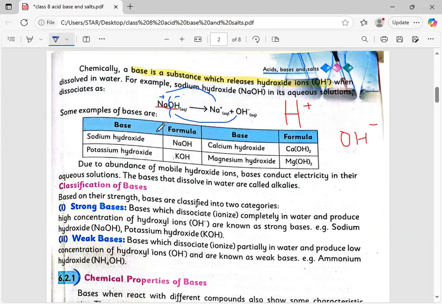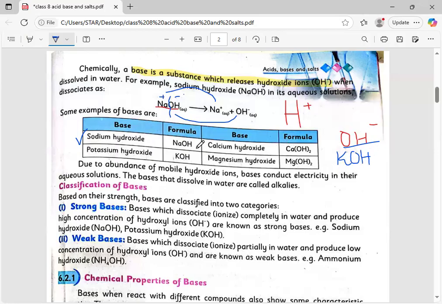We have several types of different bases. Some main examples are sodium hydroxide, where Na is the symbol of sodium and hydroxide is represented as OH. So NaOH is the formula for sodium hydroxide. Then we have potassium hydroxide. Potassium is symbolized as a capital K, and hydroxide as OH. Therefore, the formula for potassium hydroxide is KOH.